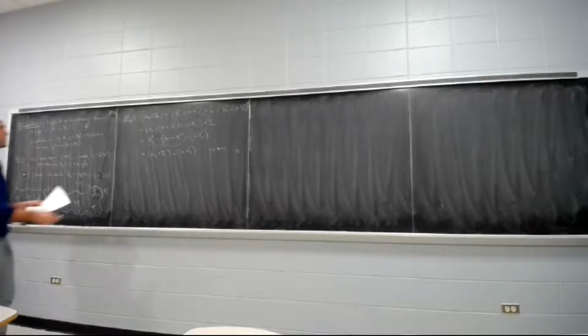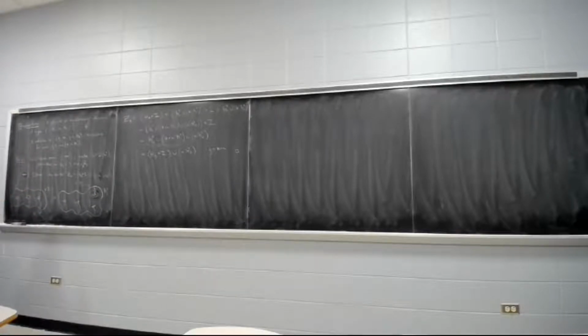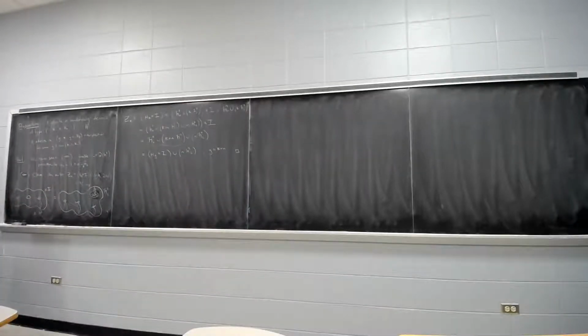Oh, sorry, this should be, oh yeah, good. G minus, how is that G minus n? That should be G minus K2, which is what we think of as n.